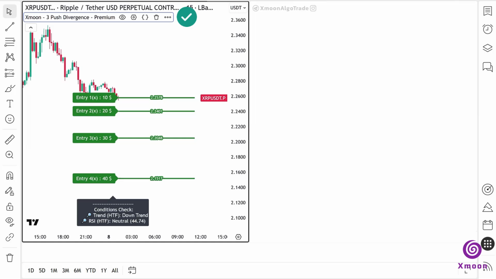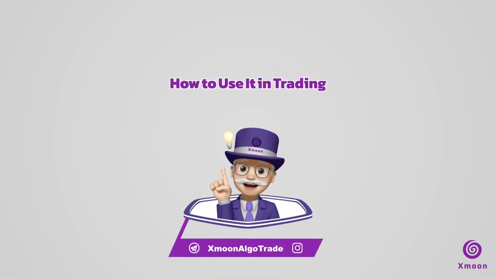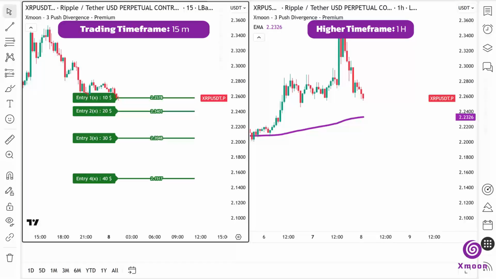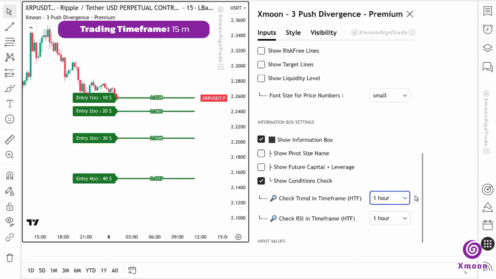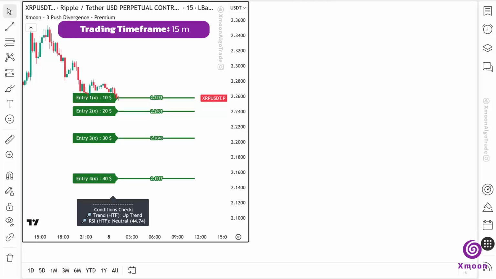How it's used in trading. Let's see how this filter works in practice. Let's assume our operational time frame is 15 minutes, and in the indicator settings, we've configured the higher time frame for trend analysis to be 1 hour. Now, whenever a signal for a 3-bar bullish engulfing pattern is generated, we can instantly observe the trend direction of that higher time frame within the black information box.